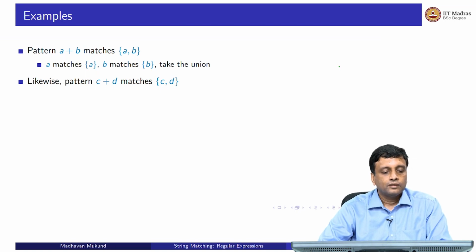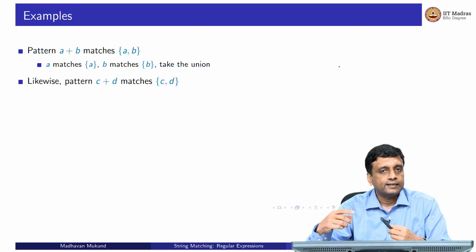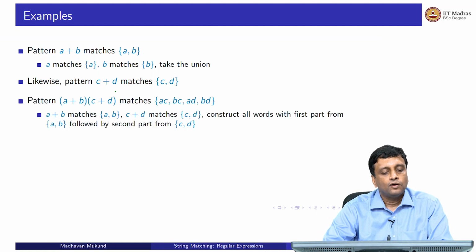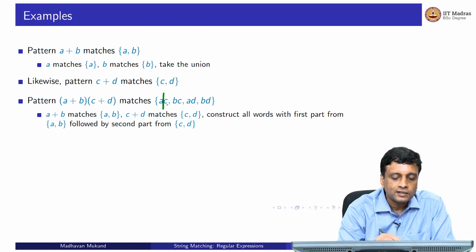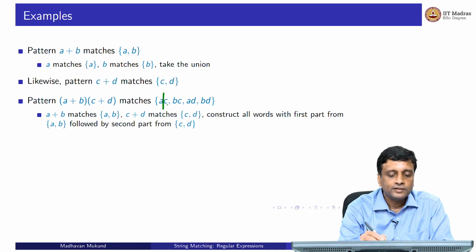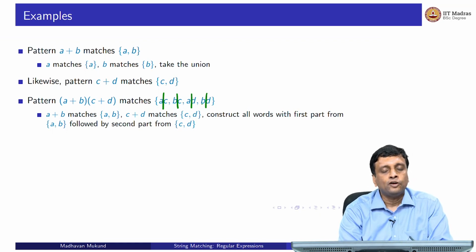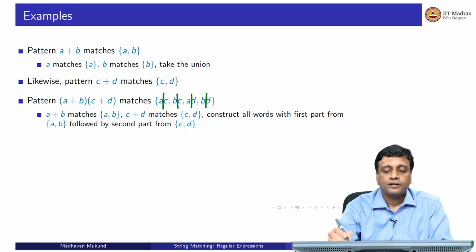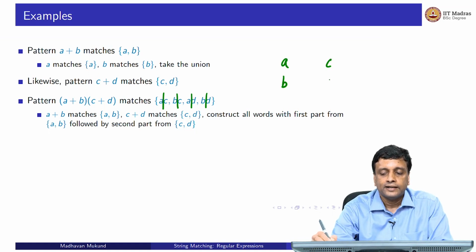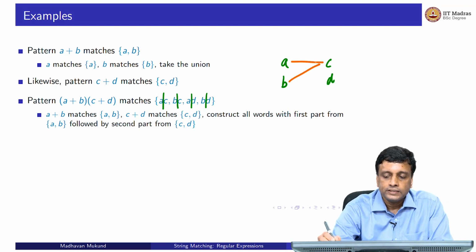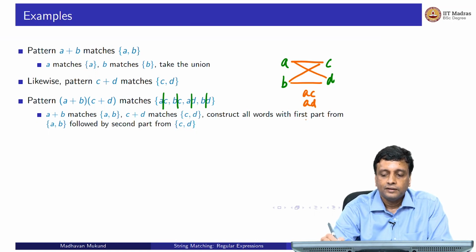Now let's look at sequencing, concatenation. If I take this pattern and follow it by this pattern, so I take A plus B followed by C plus D, then it will match anything which I can decompose so that the first part comes from the first pattern and the second comes from the second pattern. So the first part can be A or B and the second part can be C, or the first part can be A or B and the second part can be D. On this side I have A or B, and on this side I have C or D, and I look at all the words I can build by combining these. So I can do AC, BC, AD, BD. These are all the words I can build: AC, AD, BC and BD.